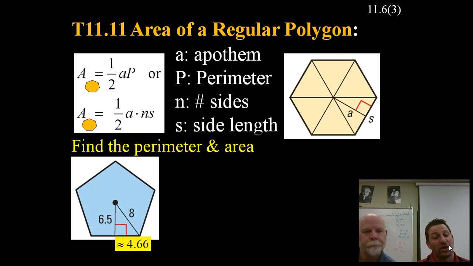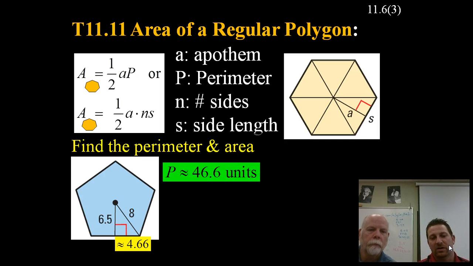Now, where you got to be careful here is 4.66 only is half of the side of the actual pentagon. Okay, so you have to double that number. So once I do 8 squared, or c squared minus b squared to get a squared, and I square root all that, I get 4.66. I have to double that, which is about 9.2 roughly. And so then I go 9.2 times 5, and that gives me a perimeter of 46.6 units.